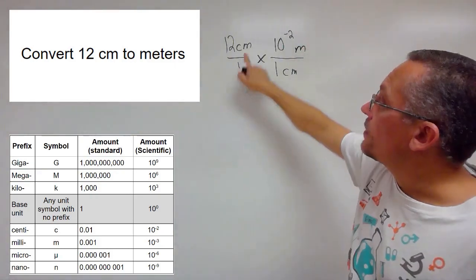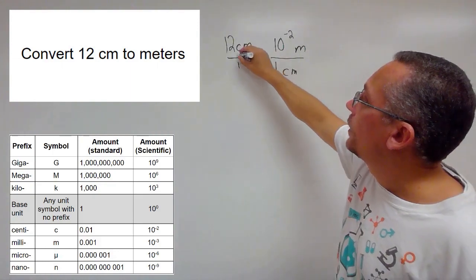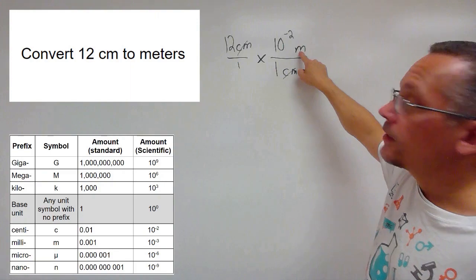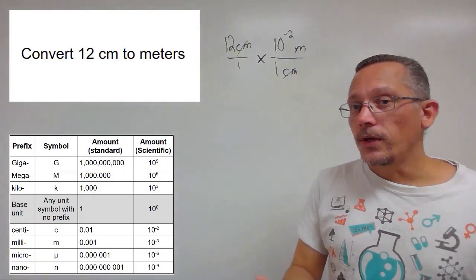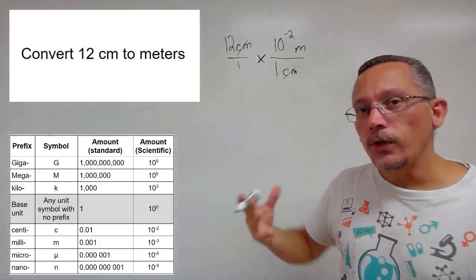Now if you look what happens, I have a centimeter on the top, I have a centimeter on the bottom, they cancel out. And that means that my answer is left in meters, which is what the question asked me to find. So that's good. Now all I have to do is work out the answer.